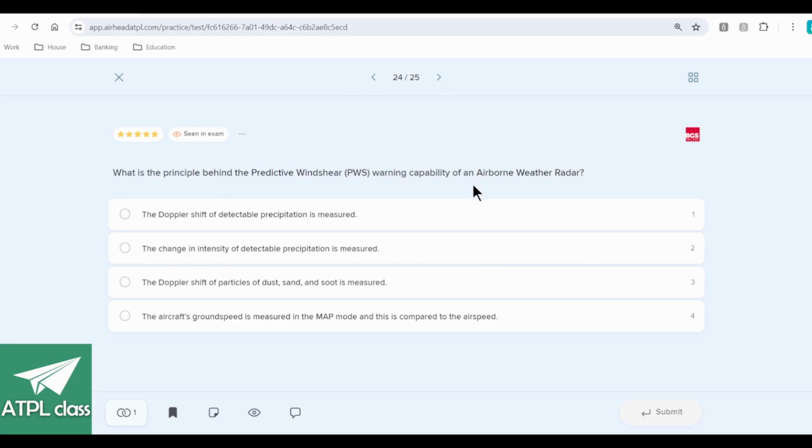So this is Doppler shift in precipitation. The Doppler shift of detectable precipitation is measured. It's basically exactly what I just said. The change in intensity of a detectable precipitation is measured. The Doppler shift of particles of dust, sand and soot is measured. No, you would need an extremely short wavelength for that. It wouldn't go very far. An aircraft's ground speed is measured in the map mode. No, so it's the first one.